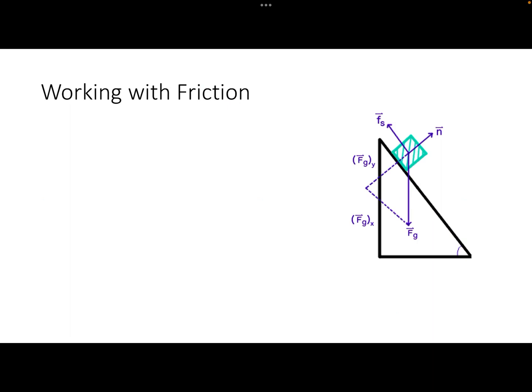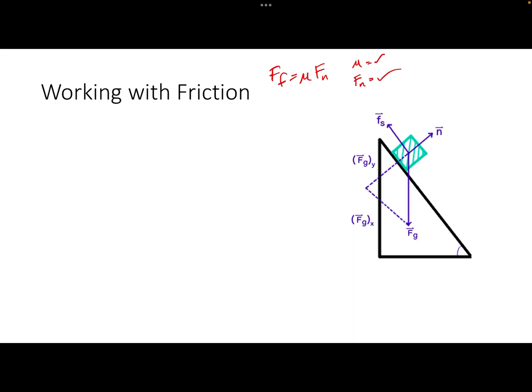When we work with friction, I've mentioned a whole bunch that the force of friction is related to some coefficient times the normal force. And so that means if you know the coefficient of friction and you know the normal force between two surfaces, the perpendicular force acting from one surface on another surface, then you can find the force of friction that's acting on an object. But we often don't know those things.